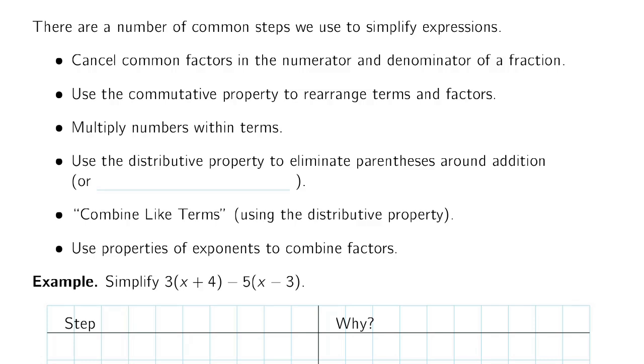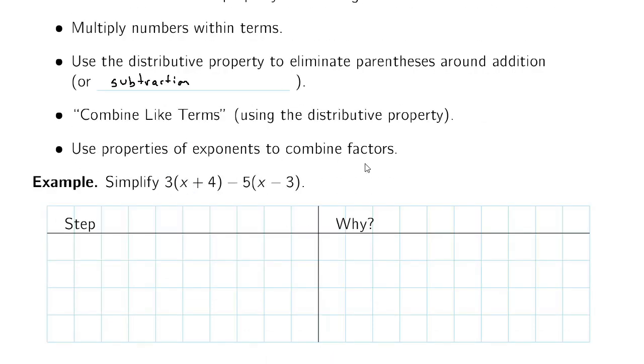We can use the commutative property to rearrange terms or to rearrange factors within a term. We can just multiply numbers within terms. We can use the distributive property to eliminate parentheses that are around addition or around subtraction, since subtraction is just addition in disguise. We can make this move called combine like terms, which uses the distributive property and also a little bit of the associative property in there. And then we can use properties of exponents to combine factors, which we'll talk about some more later on.